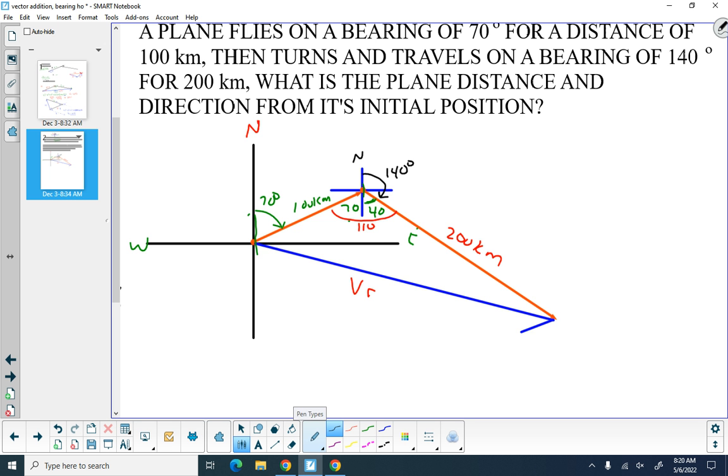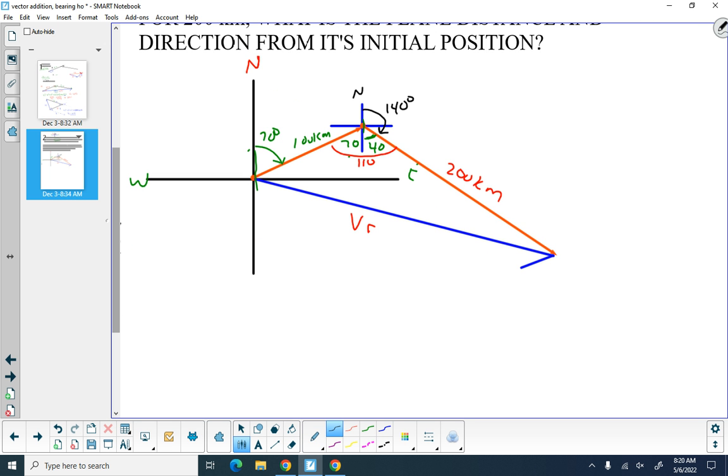So now I can set up a law of cosines equation. I know this measure, I know this measure, I know the angle that's included. So I can set up BR squared is equal to, set yourself up a law of cosines equation and solve for VR. Check your answers with somebody around you.